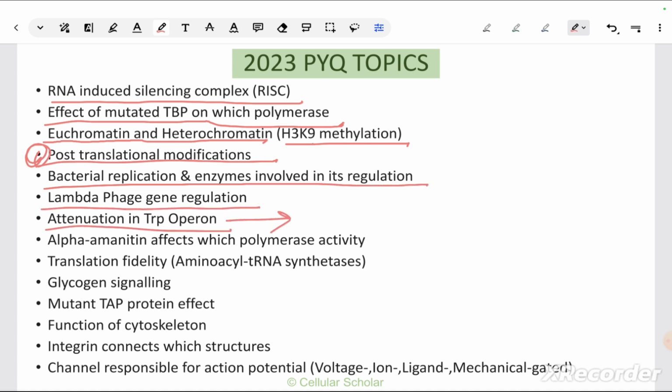Along with this, read about catabolite repression, glucose effect, and also about lac operon and CAP protein, everything like related topics, everything you have to read.